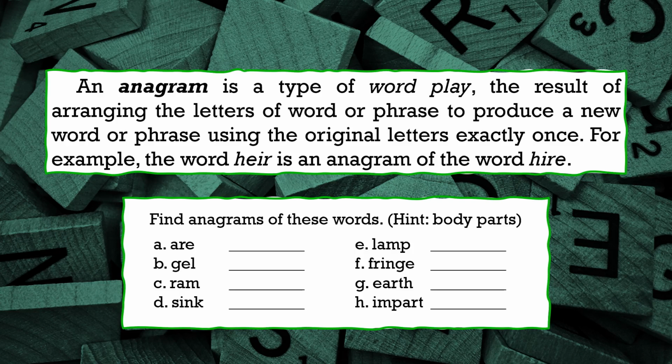So the answer is, for letter A, ear. For letter B, leg. Letter C, arm. Letter D, skin. Letter E, palm. For letter F, finger. For letter G, heart. And for letter H, armpit.